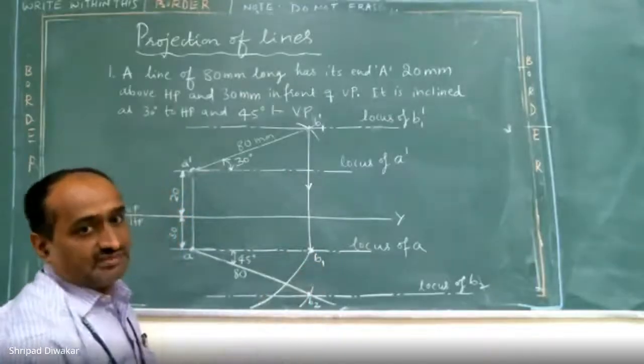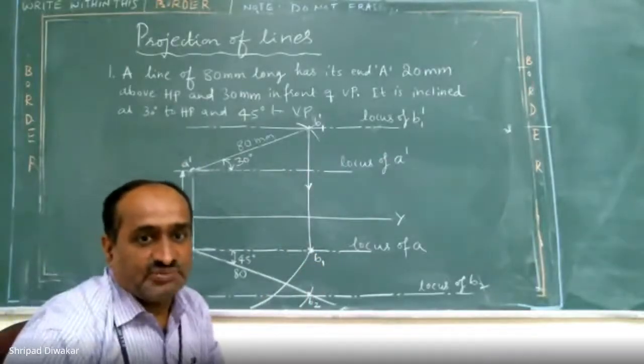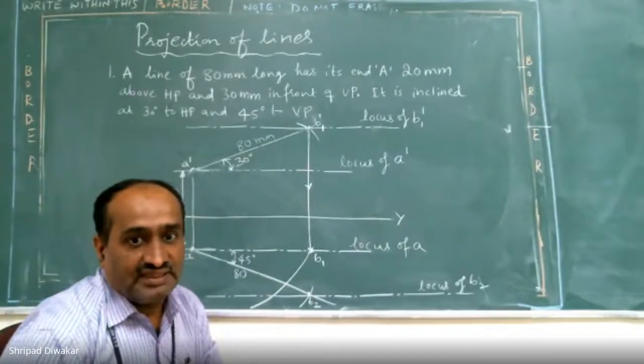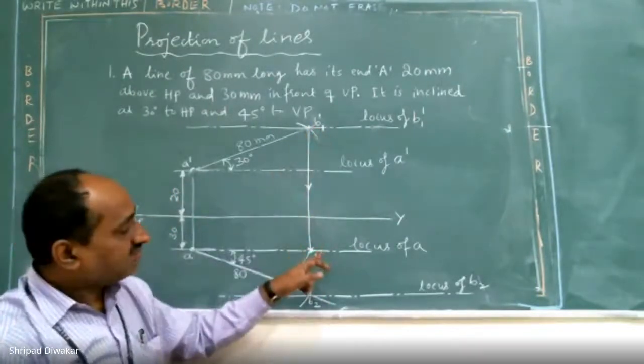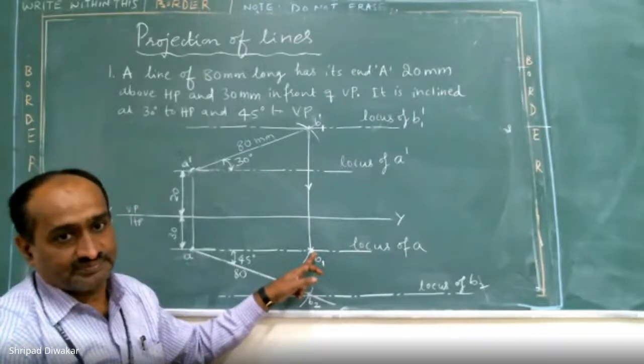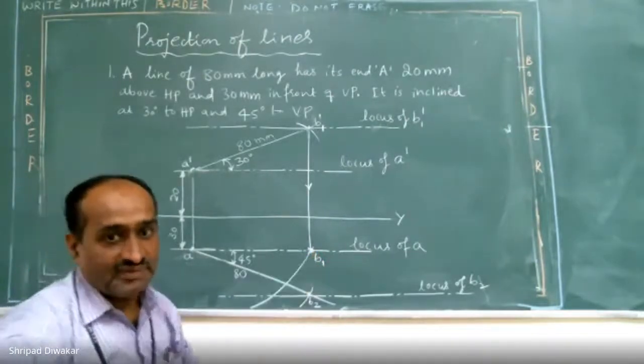How we are going to get the top view is B1. Very simple, because you are going to represent the top view as A1, B1, C1 like that. So already I have the top view as B1 dash, and mark this point as B1. Okay, next step, what?